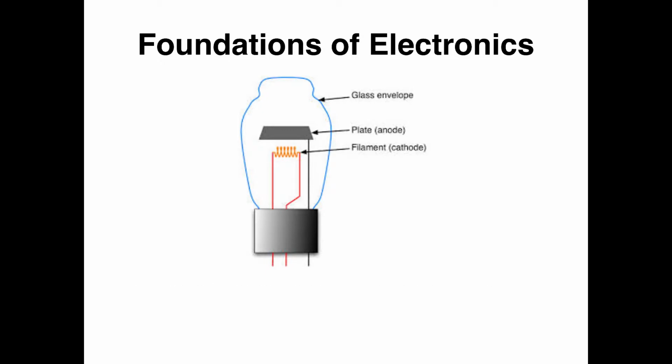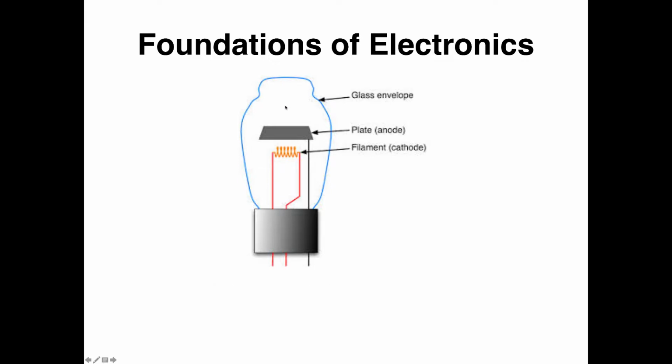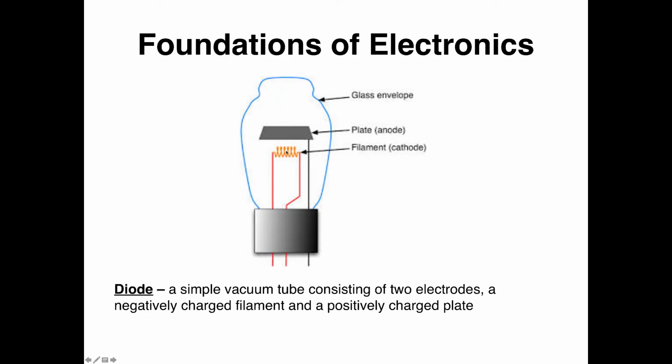Here's another example of the same thing. This is called a diode because it has two electrodes: there's a filament here and a plate here. The filament heats up and produces electrons that are then collected by the plate. It is enveloped by a glass envelope, and the inside is evacuated. Because it has two ends, or two electrodes, it's called a diode.